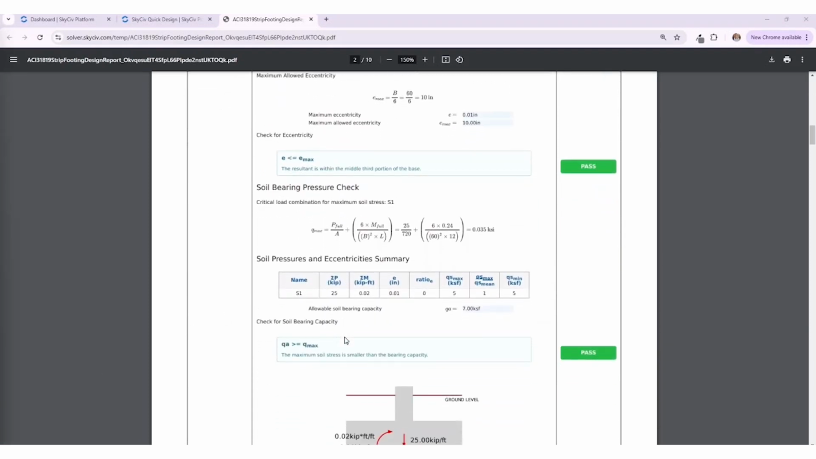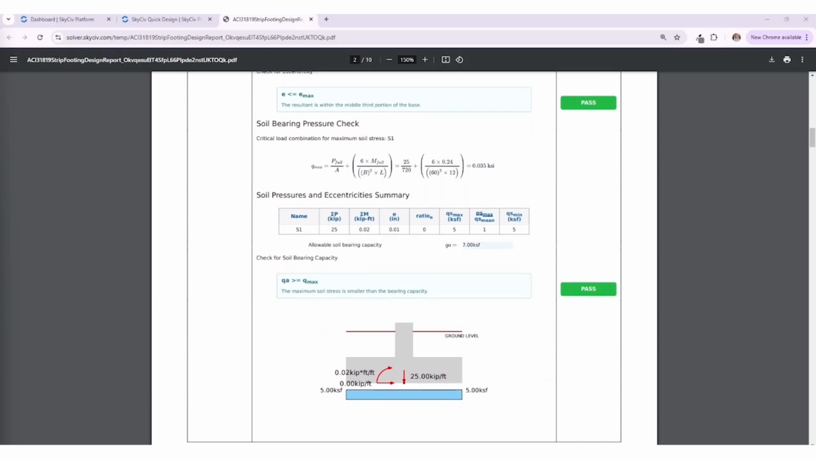Moving on to the soil bearing pressure check. The soil bearing capacity check ensures that the applied pressure does not exceed the allowable bearing capacity of the soil. If the applied pressure is too high, excessive settlement or bearing failure can occur. So how the calculator works is that the user provides the allowable bearing capacity of the soil. So I entered 7 KSF as the allowable soil bearing capacity. Typically, that's obtained from geotechnical reports.